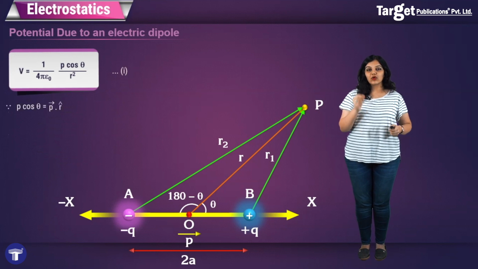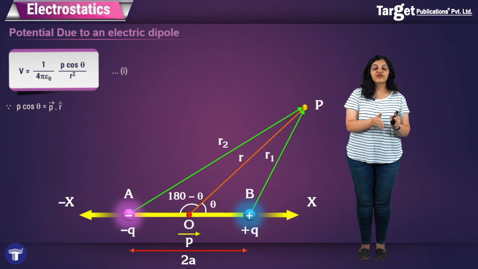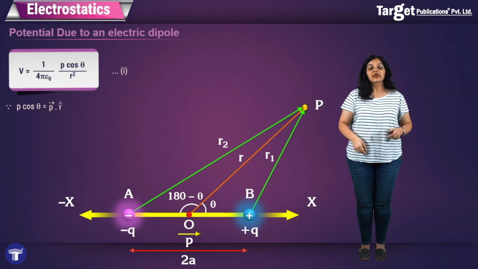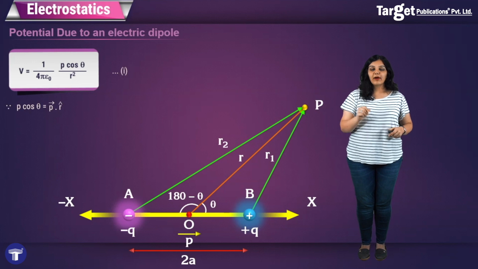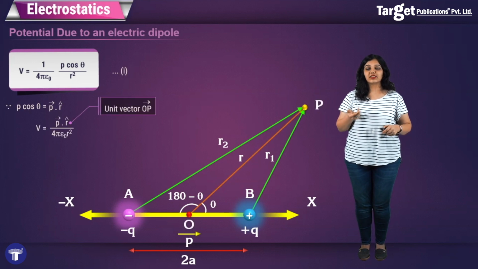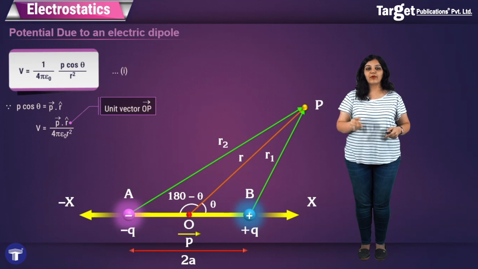This is because we know that dot product is nothing but magnitude of the first vector into magnitude of the second vector into cos of the angle between them. So we replace P cos theta with P bar dot r cap, and this is just one other way of writing the electric potential due to an electric dipole at a point P.